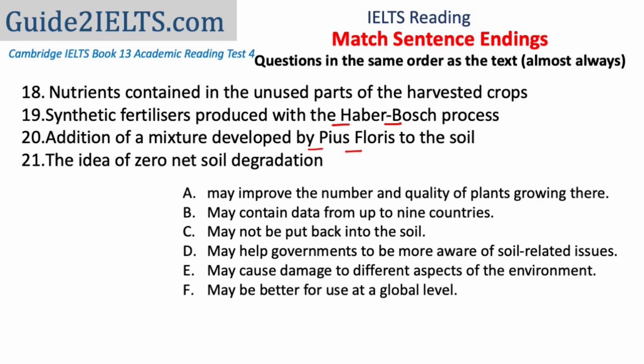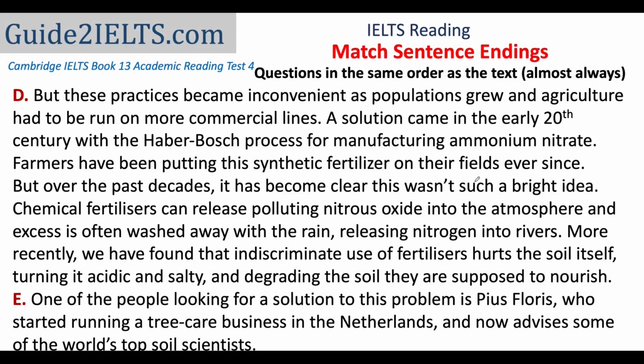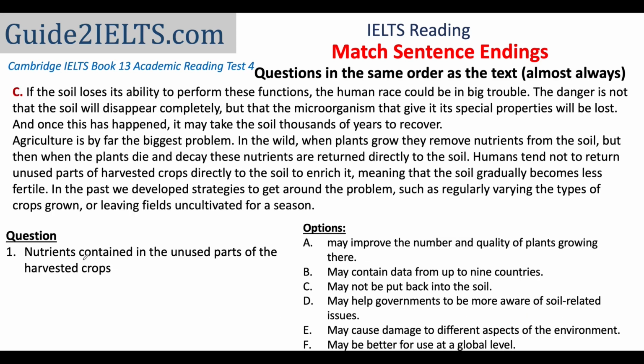In these questions, I can see that in the second and third questions, there are capitalized words. So the first thing I do is locate them in the passage. Haber-Bosch process is mentioned in section D and Pierce-Flores is mentioned in section E. So in all probability, the answer to the first question should be in section C. Now I'll read the first question. Nutrients contained in the unused parts of harvested crops.